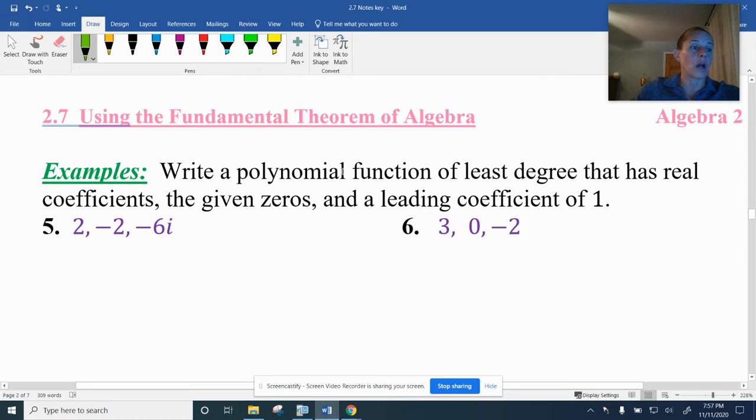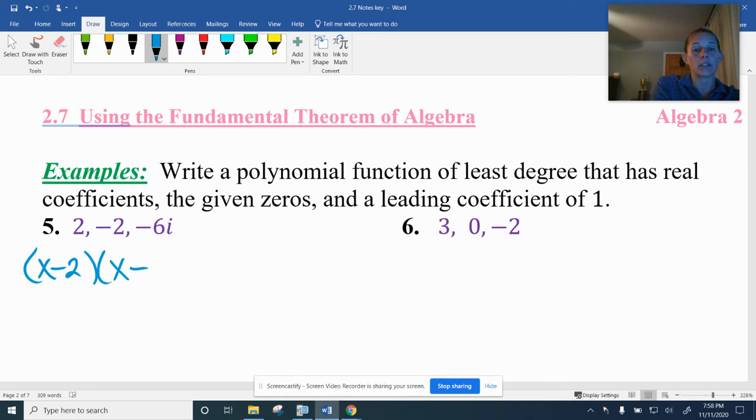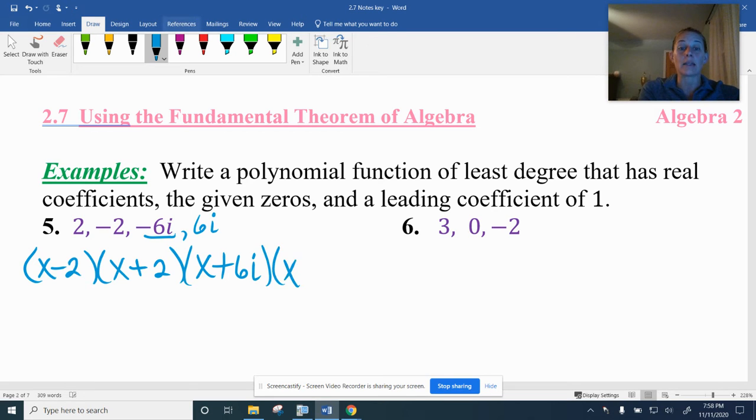Okay, so a few more practice problems with these. I think there's 2 more left. Now here is another example. We have x minus 2 and x plus 2. That's kind of a no-brainer. But then they're giving us this one imaginary answer. So we know that there's a negative 6i. There must also be a positive 6i. So now I can write my 2 factors as x plus 6i and x minus 6i.